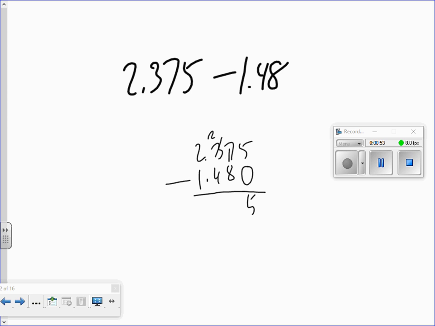17 take away 8 you can do, that's 9. 2 take away 4 you can't do, so you borrow. And 12 take away 4 is 8. 1 take away 1 is 0. So your answer is 0.895.